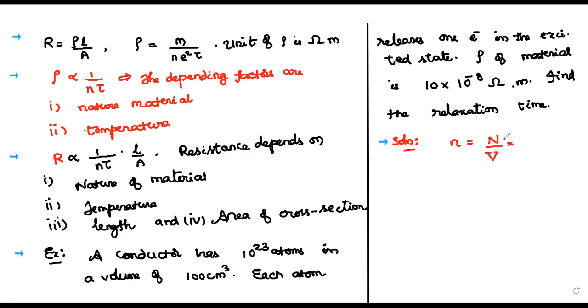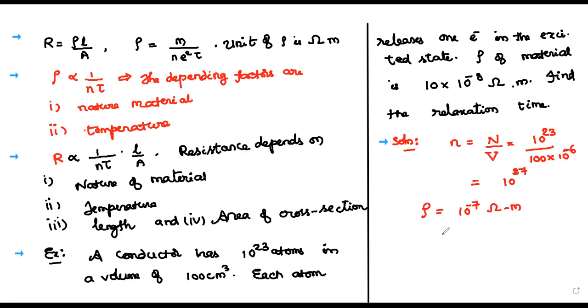Okay. That is, n is 10 power 23. Each atom is producing 1 electron. The volume is 100 centimeter cube, which means we need some calculation here: 10 power minus 6 meter cube, converted into meter cube. So how much are you getting there? Altogether 10 power minus 4. That is 10 power 27 electrons. Okay. Rho is already given, 10 into 10 power minus 8, which after multiplying gives 10 power minus 7 ohm meter.